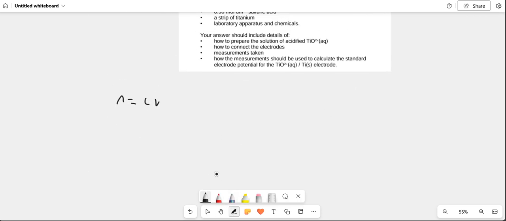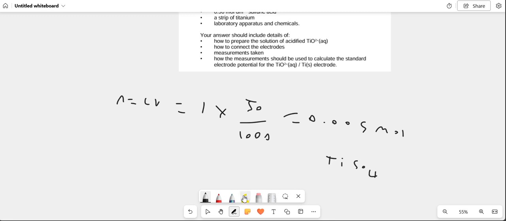So n equals CV. So that's just going to be 1, the concentration, times 50 divided by 1,000 to get dm³. That's 50 over 1,000. We're going to get 0.005 moles. That means you've got 0.005 moles of this TiS.